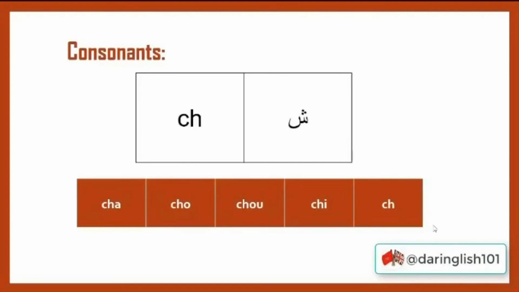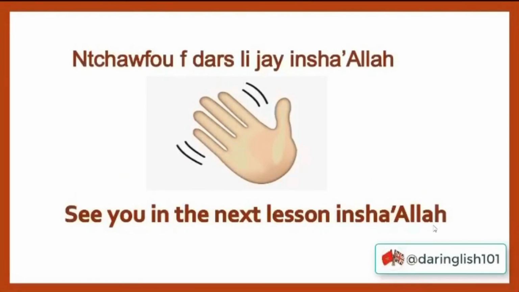Last but not least, we have Shin, C plus H. So Sha, Shu, Shu, Shi, Sh. In English we say Ch, but in Darija we pronounce it Sh, simple Sh. So yeah, that was it.